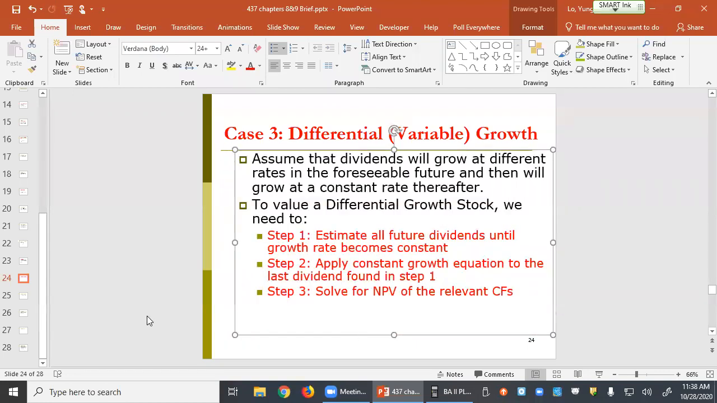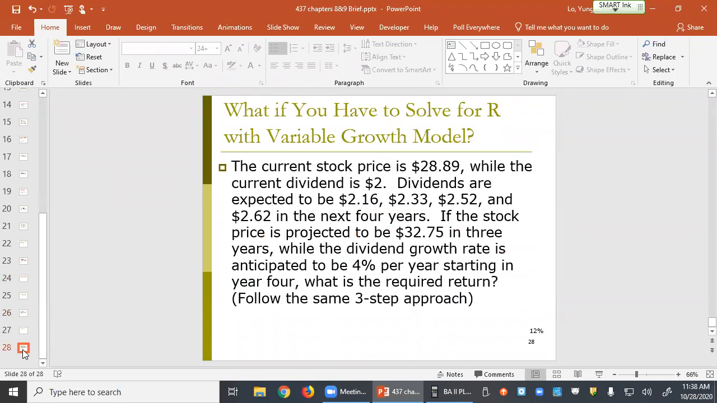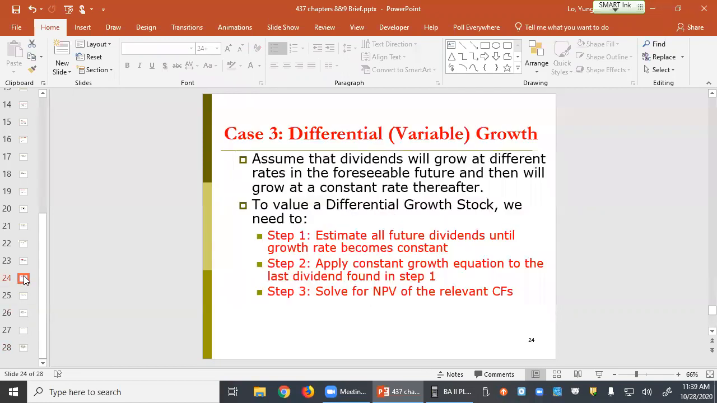Okay, so the first numerical example will be review, but we do have a little brain teasers. Okay, solving for D0 or D1, then also solving for the R by using the variable growth model. Okay, so let's start with the review. Okay, so the basic one is review on slide number 25. So let's read this together.